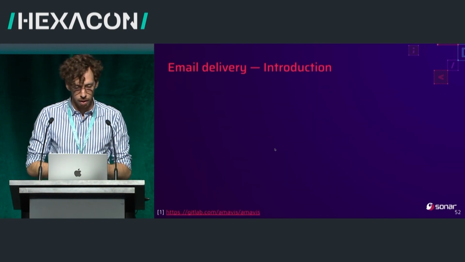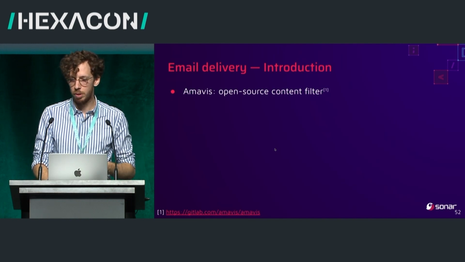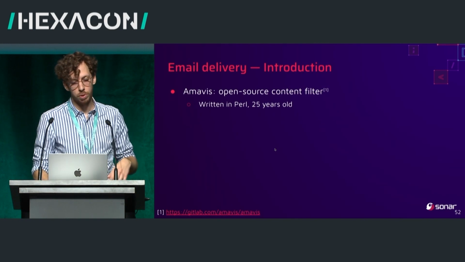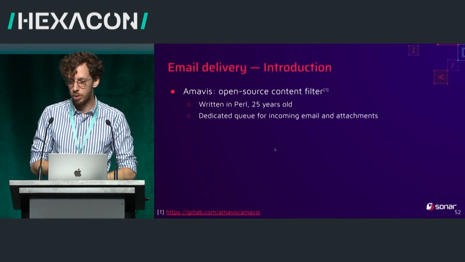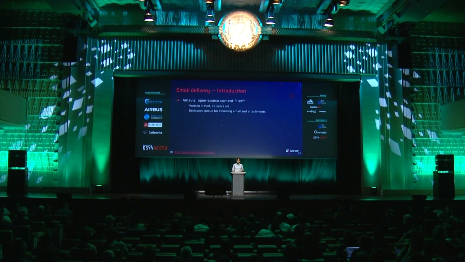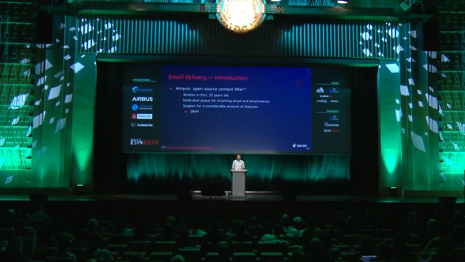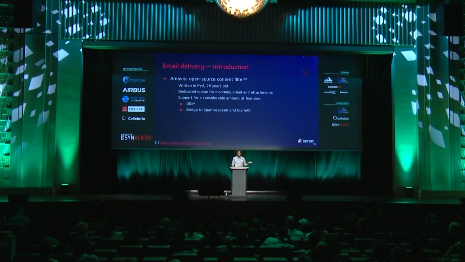So this central component called Amavis, or amavisd, which is the name of the process, is an open source content filter. It's written in Perl, it's 25 years old, you know where it's going. It's using a dedicated queue for incoming emails and attachments, and it supports everything, because you need to support DKIM, you need to bridge to SpamAssassin and ClamAV.